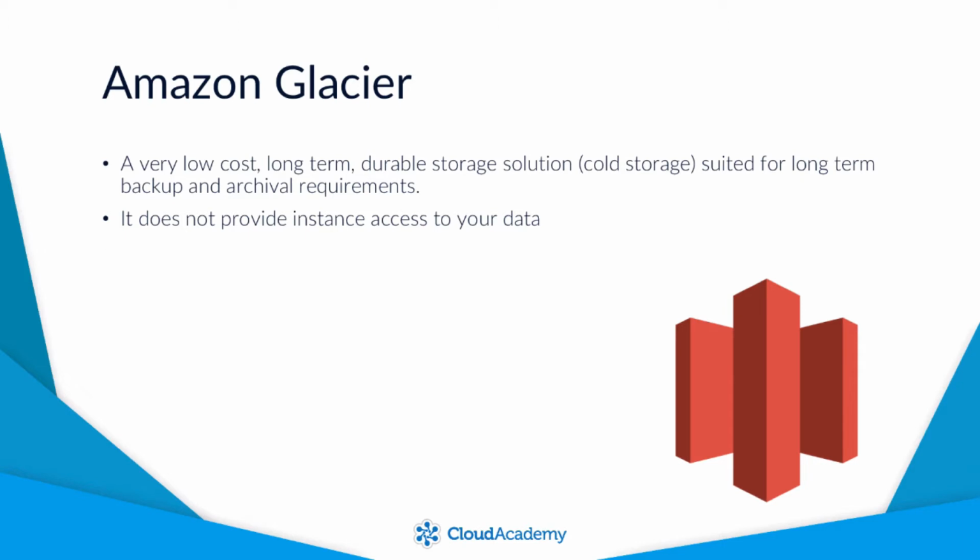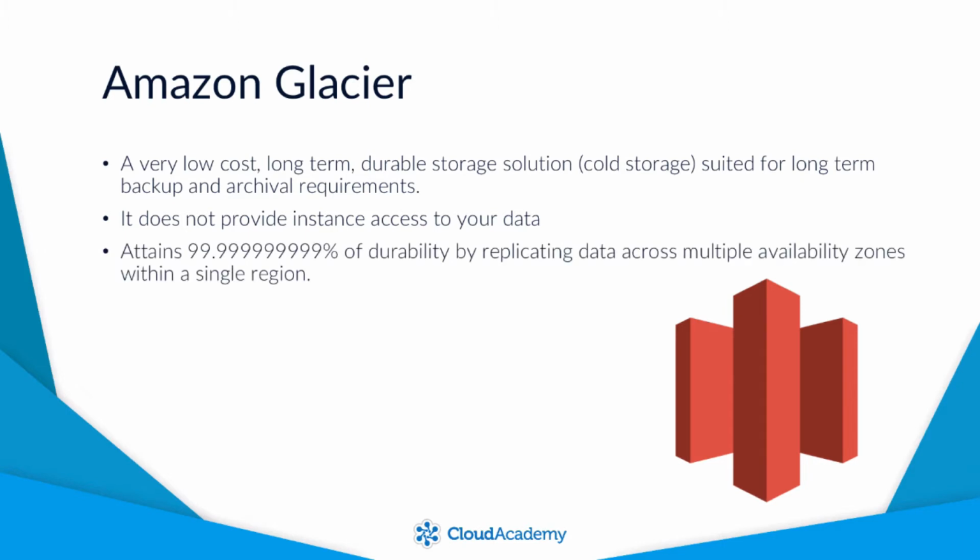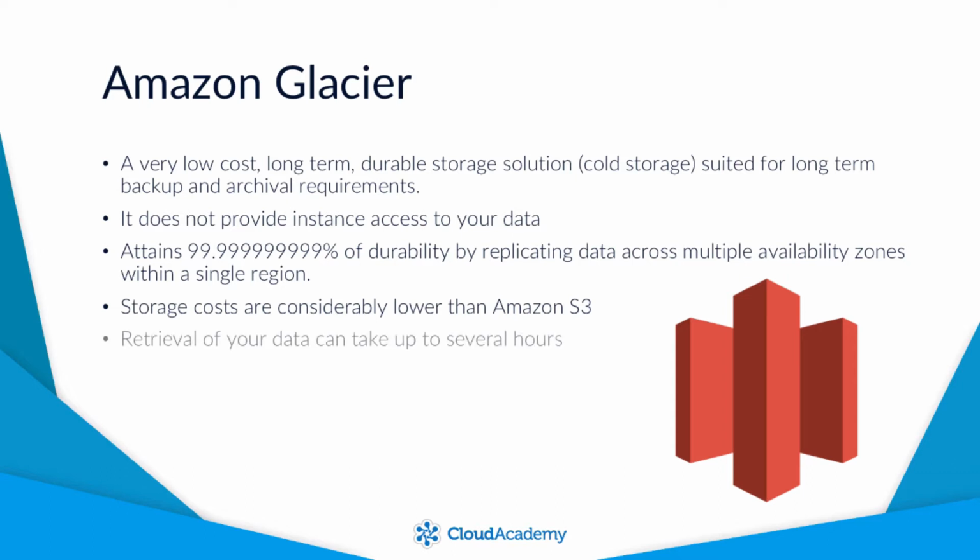The service itself again has 11 nines of durability, making it just as durable as Amazon S3. Again, this is achieved by replicating your data across multiple different availability zones within a single region. But it provides the storage at considerably lower cost compared to that of Amazon S3. This is because retrieval of data stored on Glacier is not an instant access retrieval process. When retrieving your data, it can take up to several hours to gain access to it, depending on certain criteria.